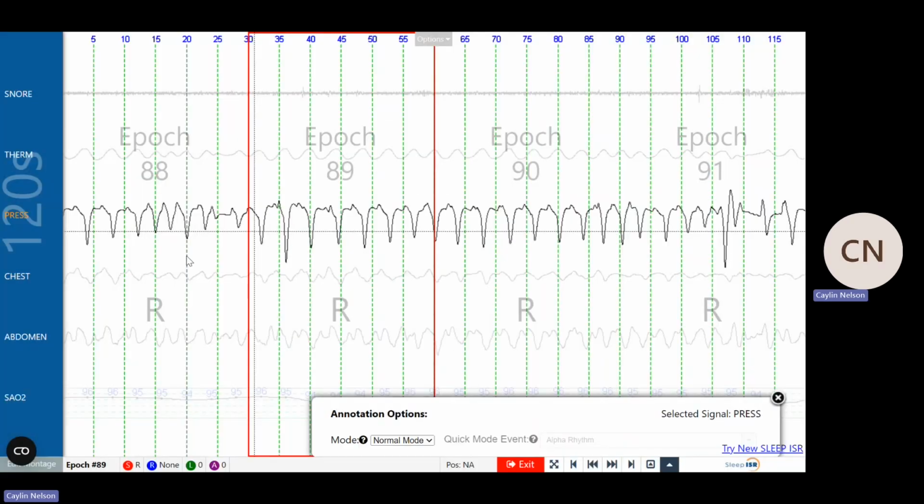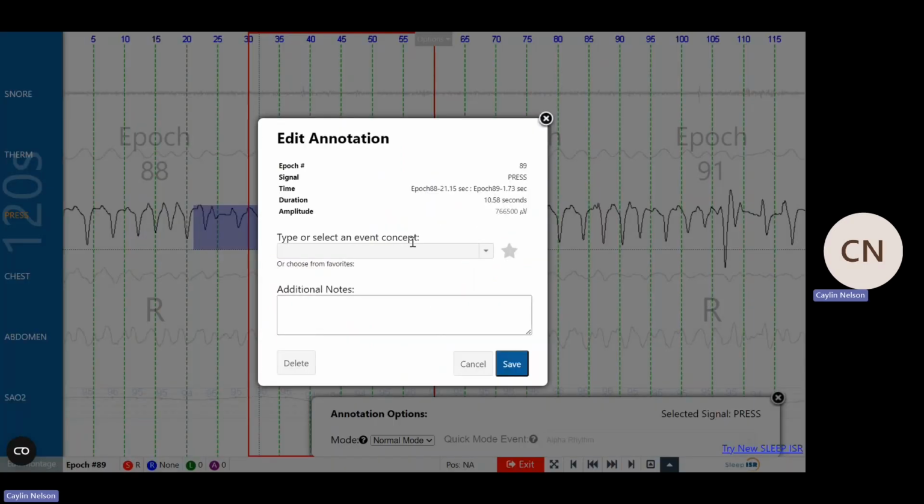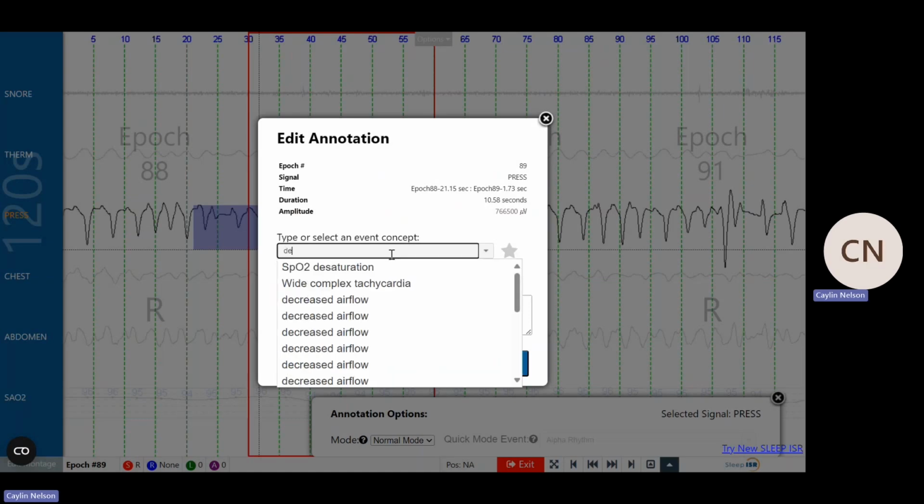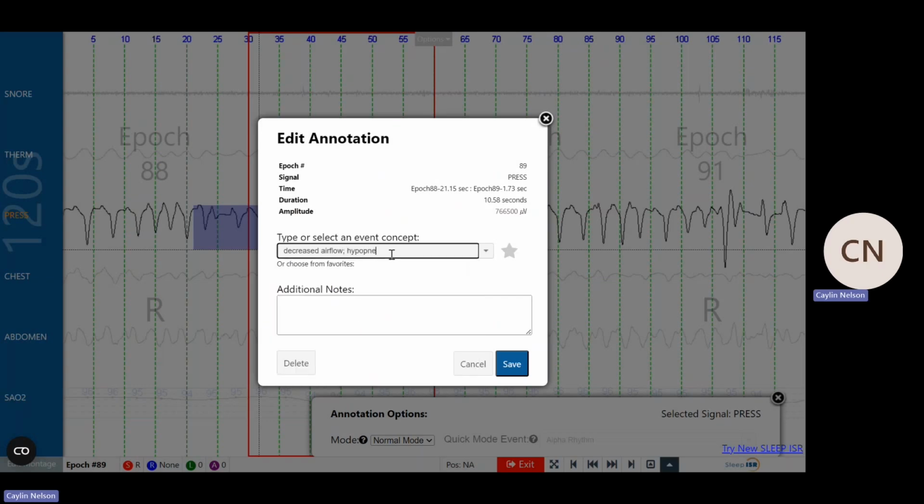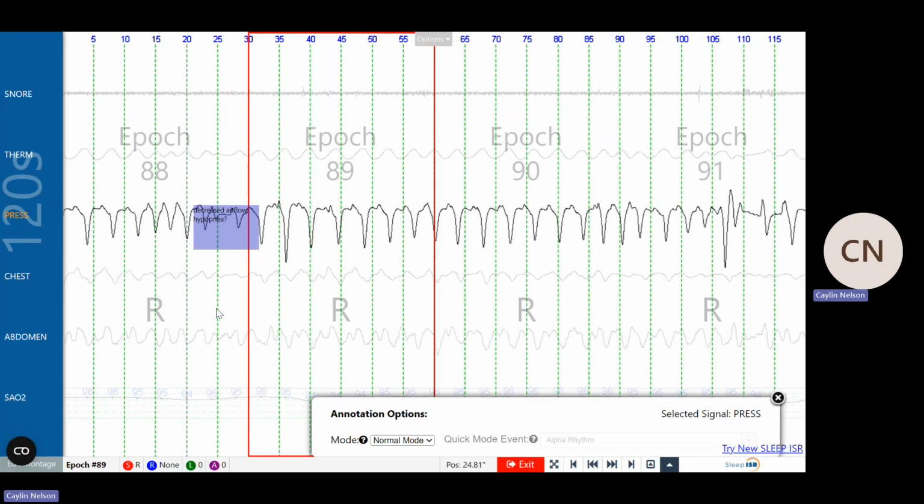So we're gonna look at here. It's a moment of that decreased airflow, especially if you look at the bottom of this channel here. The reference line at the bottom is very far from those couple of breaths. So we're wondering if that's a hypopnea. I haven't looked at the oxygen levels yet to 100% be able to tell, but we're gonna see.